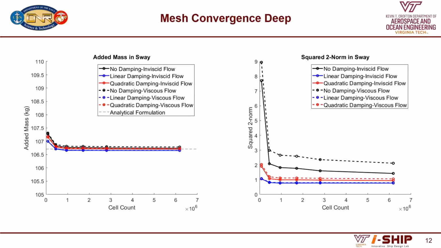So first, we look at the mesh convergence for a deeply submerged body. On the left, we see that as cell count increases, we approach the analytical formulation for added mass. I show sway. It works for all relevant degrees of freedom for a submerged spheroid. So there's 5 degrees of freedom. Roll doesn't really matter. And then on the right, we show the squared 2-norm from the least squares fitting. And from that squared 2-norm, we see that the linear damping model for both viscous and inviscid flows has the lowest error.